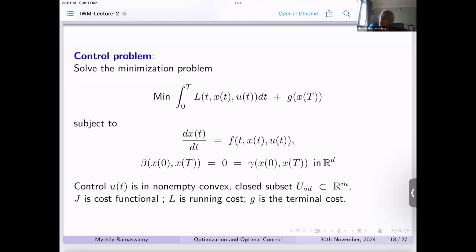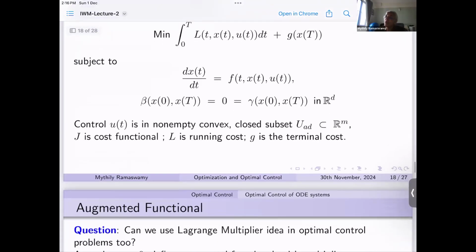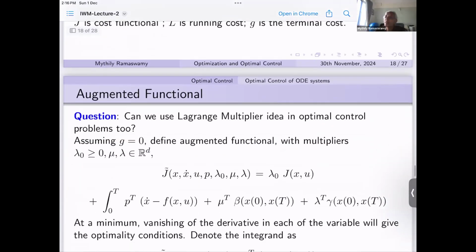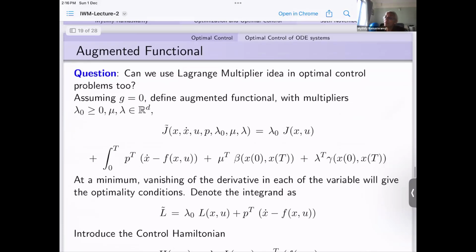We always denote it by U_ad, which is a subset of Rn. If it is the whole of Rn, then I call it no control constraints, and that will be the easy case to work with. J is the cost functional, L is called the running cost, and G is called the terminal cost. Now we want to see whether the Lagrange multiplier idea will work here and what it gives.